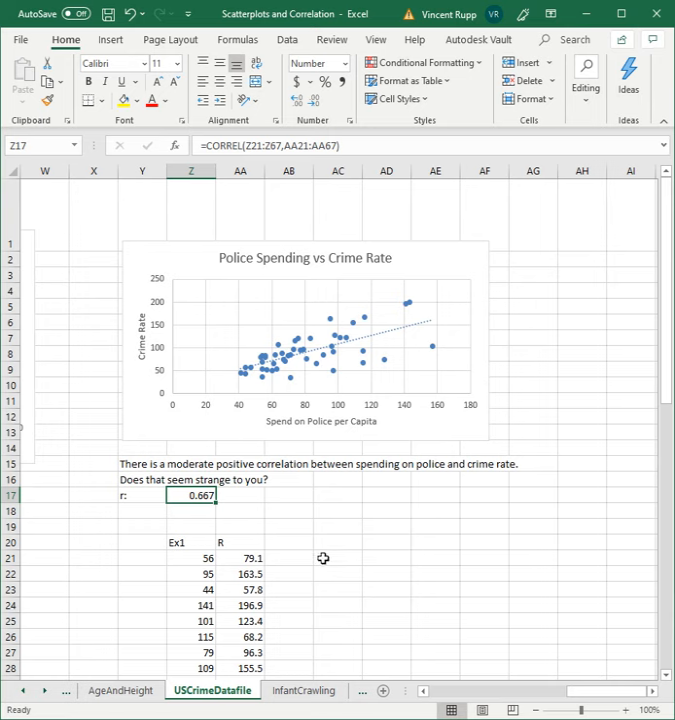The only other thing to look at in this one is, does that seem strange to you? Each one of these dots is a state. States that spend more on the police per capita have higher crime rates. So are you saying that the more you spend on the police, the more people commit crimes? The answer is no, this is not what we call a causal relationship. Spending on police doesn't cause the crime rate to go up, they are simply correlated. That's something we talk about more in the next module, but for now just be aware that correlations and scatter plots just show whether two things go together. It doesn't show that one thing causes another one to change.